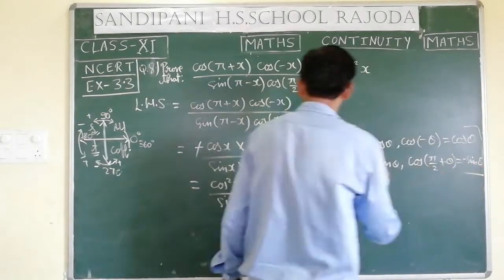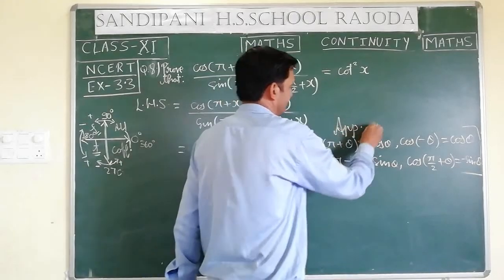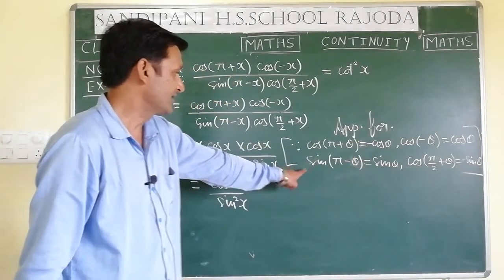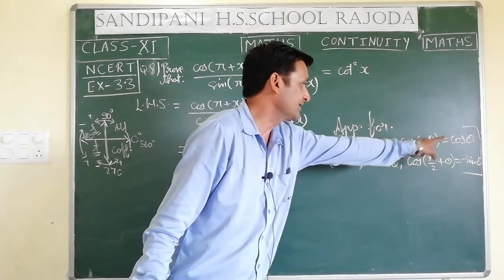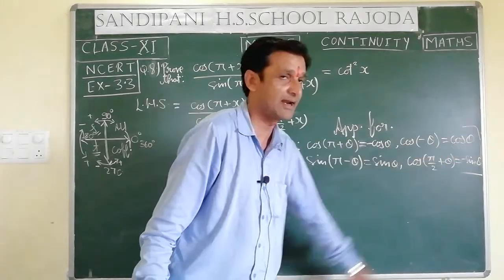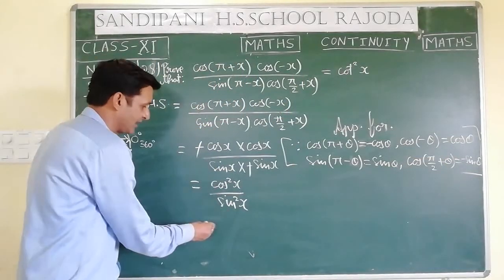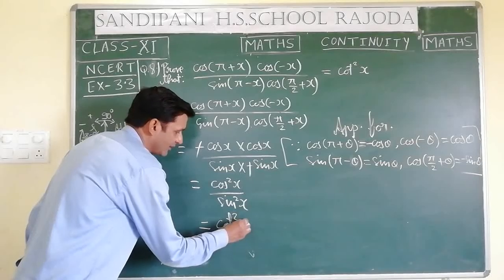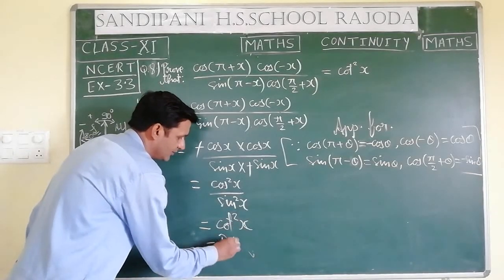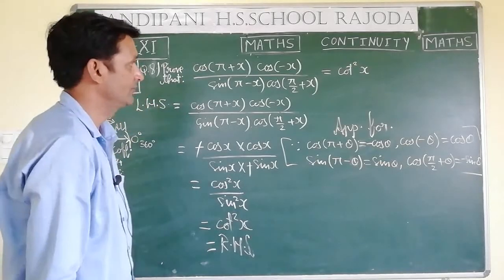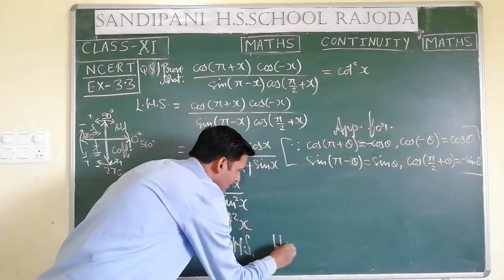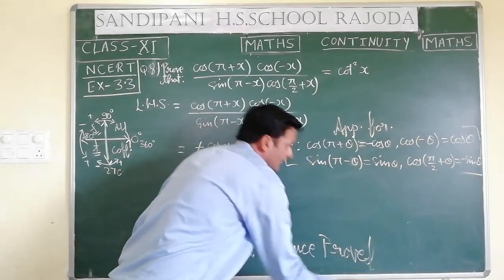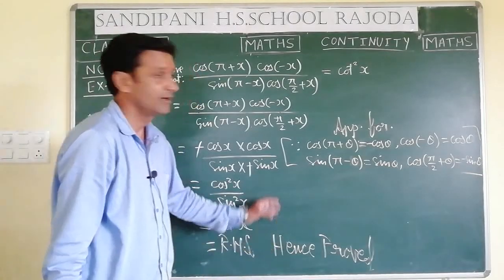These are the applied formulae. Cos 180 plus theta is minus cos theta, sin 180 minus theta is sin theta, cos minus theta is cos theta, and cos 90 plus theta is minus sin theta. So cos square x upon sin square x is equal to cot square x, which is equal to our RHS part. So we may write here, hence proved. Now this type of question is over.